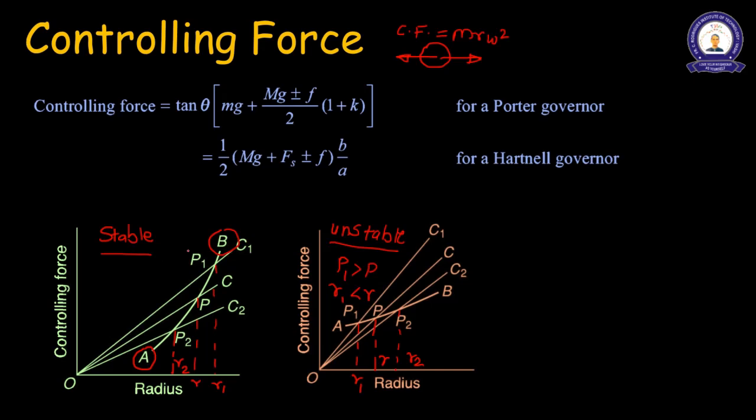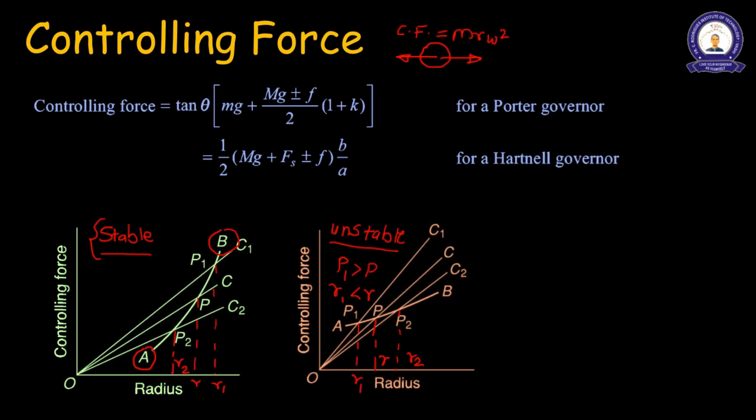Now if you carefully observe both the plots, you see that in a stable governor, the slope of the curve AB is always greater than the speed lines. Whereas in case of an unstable governor, the slope of the curve AB is always less than the speed lines. So I can say that for the stable operation of a governor, the slope of the curve AB should always be greater than that of the speed lines. Then only we will get the perfect operation of our governor.